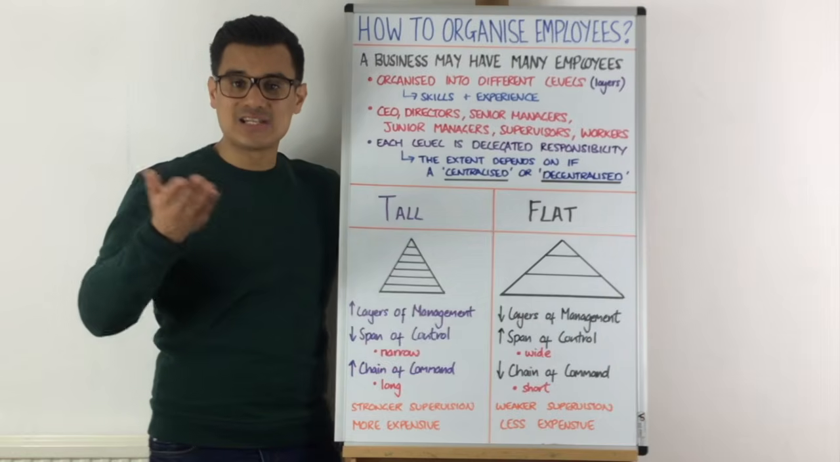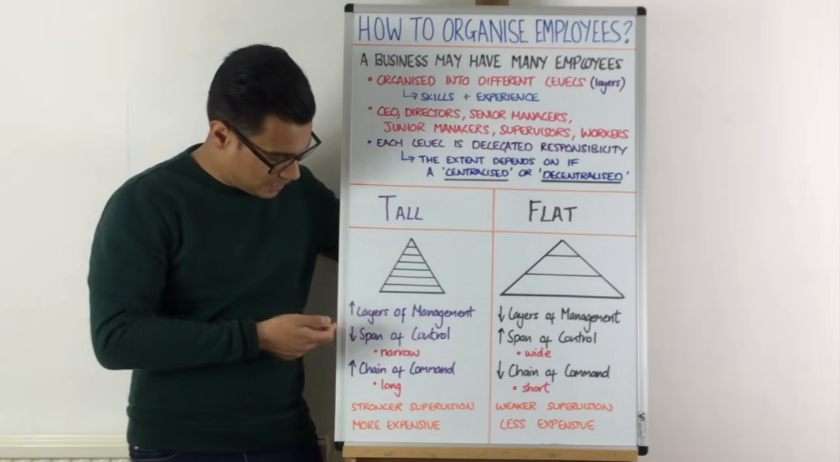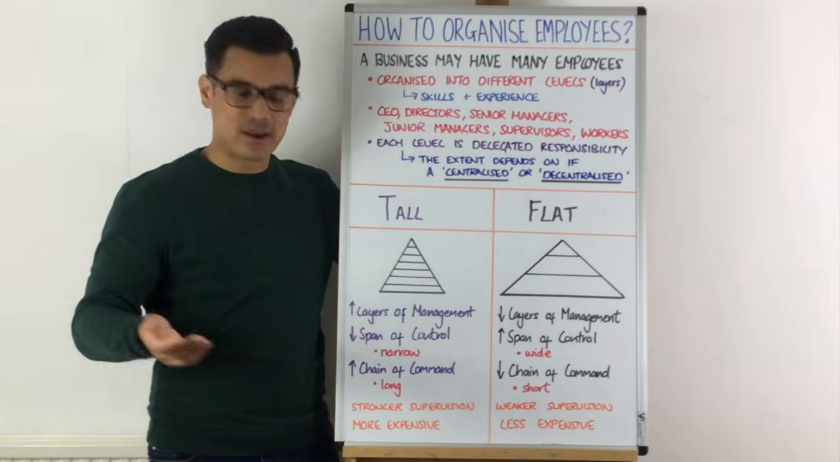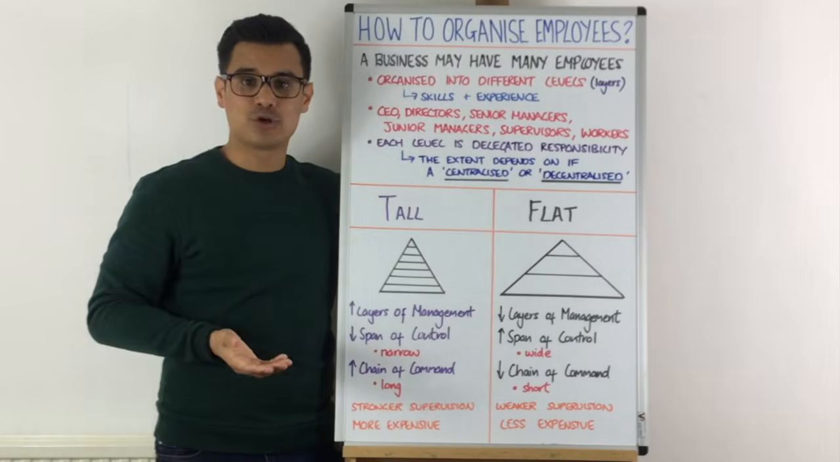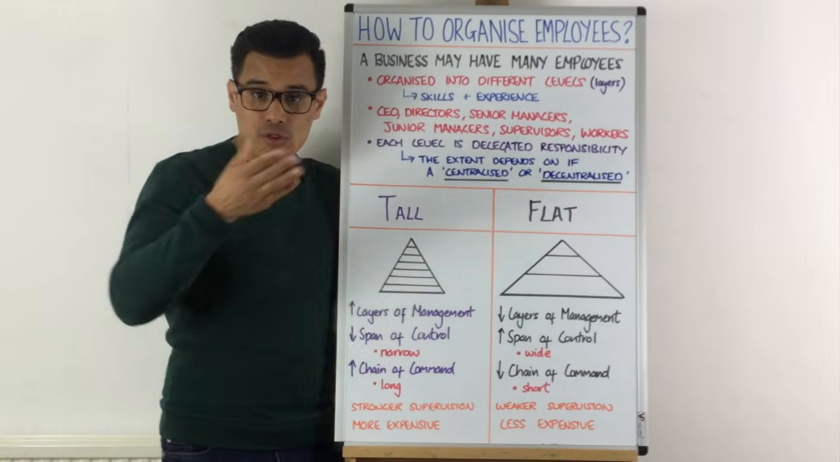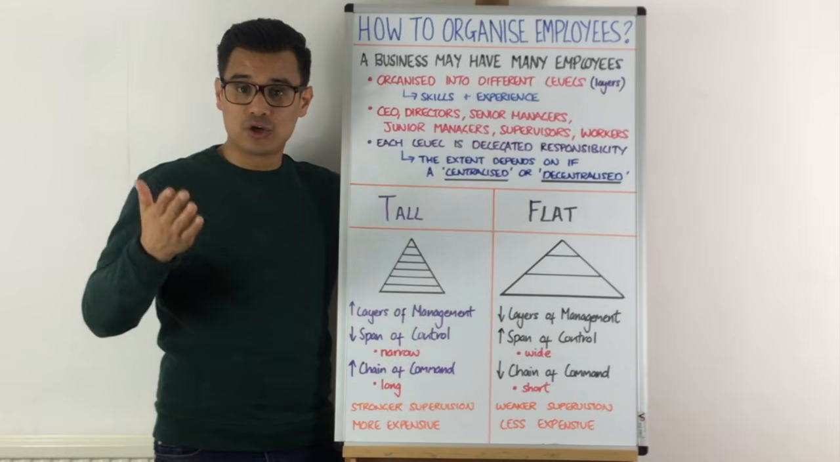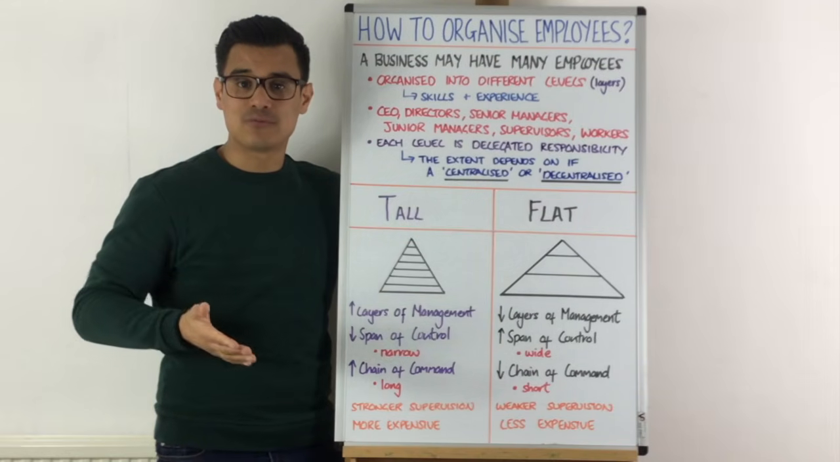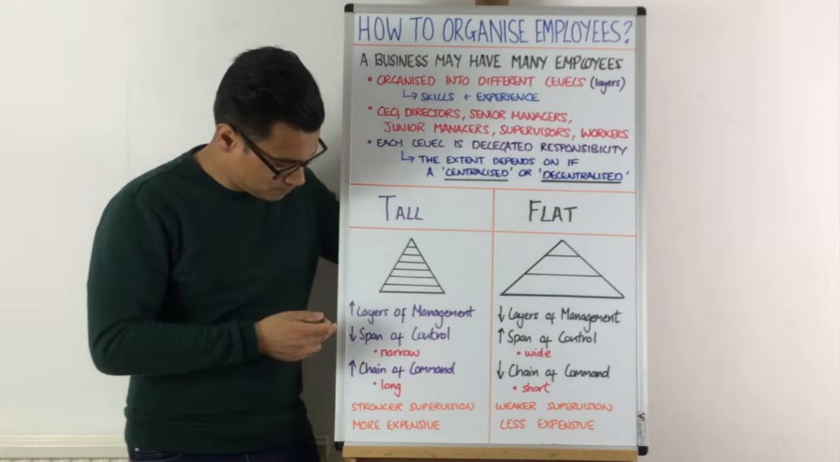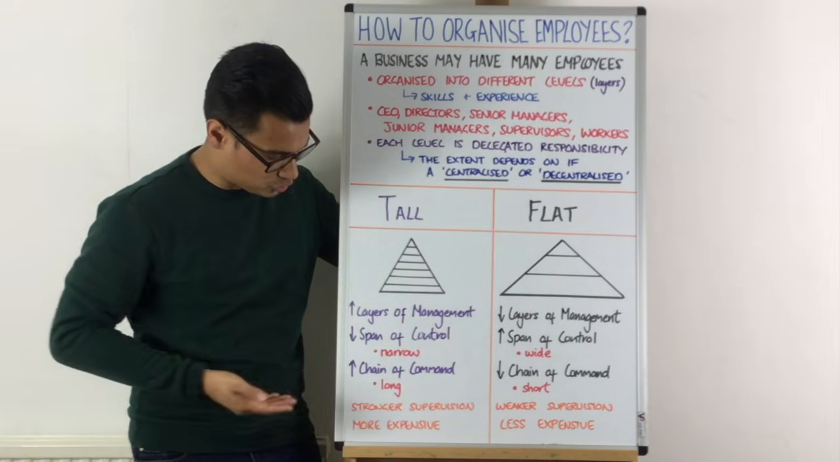And it's likely because there's lots of layers of management that they're going to have what's known as a low span of control or a narrow span of control. Because for each layer, the amount of subordinates, people below them in the organisational structure, there's likely to be less of them because there's more layers. So you're likely to have a narrow span of control.